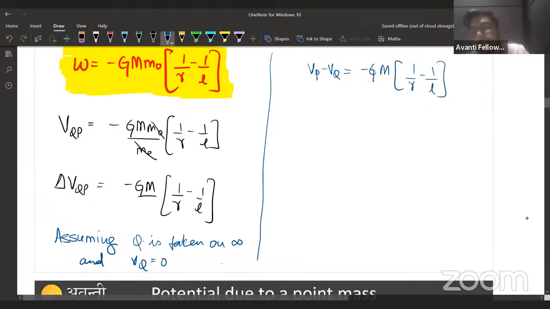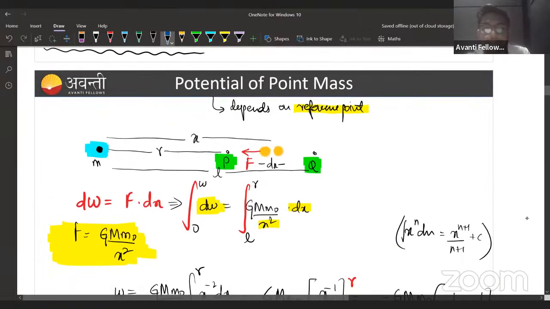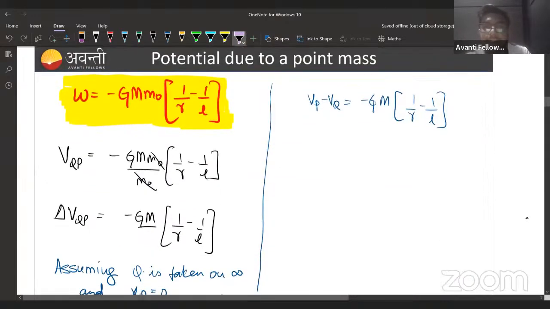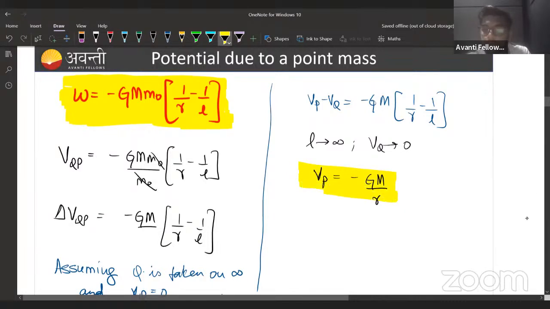If I'm placing that point Q at infinity, the distance from m will become infinity. So this value of l will become infinity, right? So I'll place l as infinity here. What will I get? This term will become 0, right? When l tends to infinity, V_Q tends to 0. So V_P is equal to minus GM by r. This is very important. Hopefully this is clear to you all.